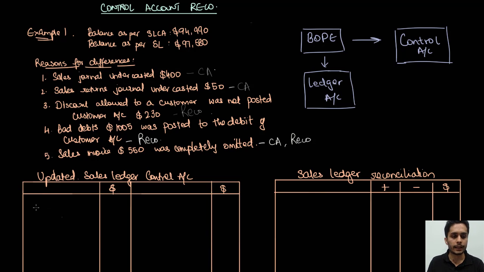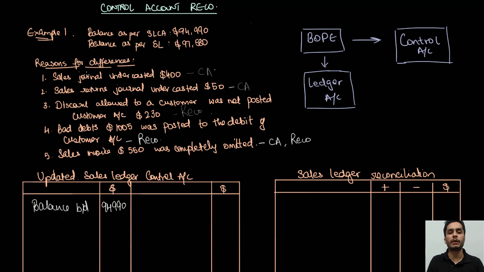As per the question, balance in the control account was 94,990. So I'll start my updated control account with this balance on the debit side, 94,990. If I go through my errors, I decide to record the first, second, and the fifth one in the control account. So let's start recording our first error.